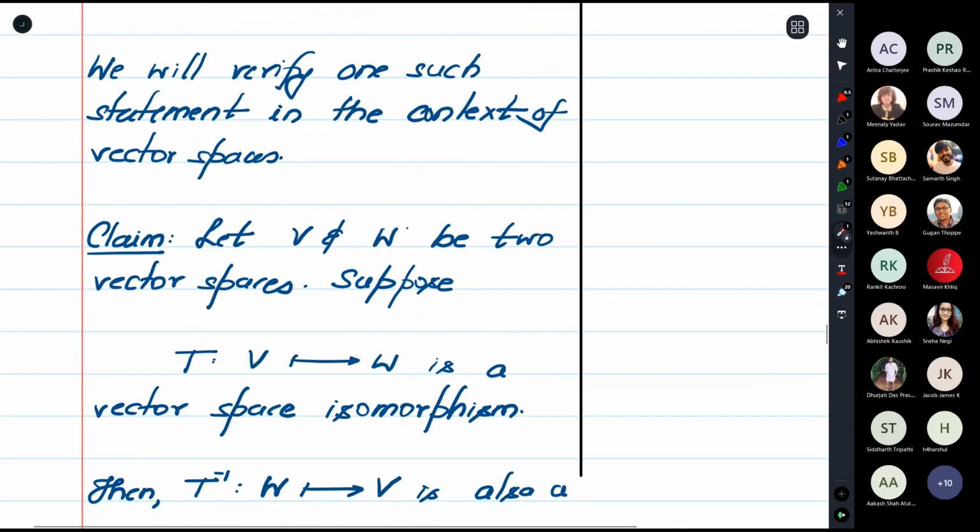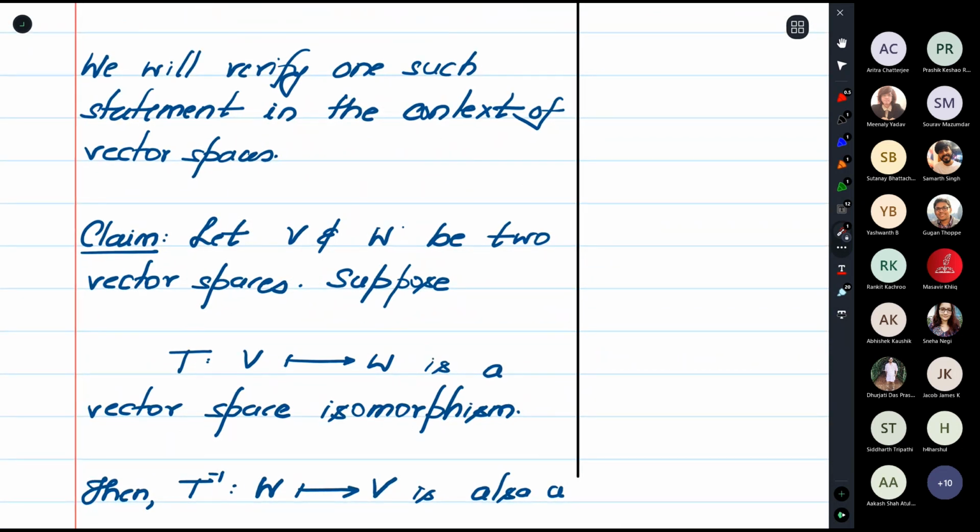So what is the claim? The claim is the following: let V and W be two vector spaces, and we will presume that these two vector spaces are defined over the same field F. Suppose we have been told that T is a vector space isomorphism. This means that T is actually a bijection from V to W.